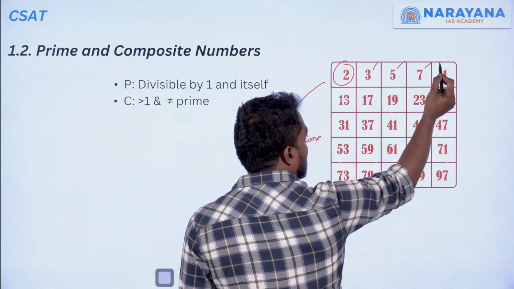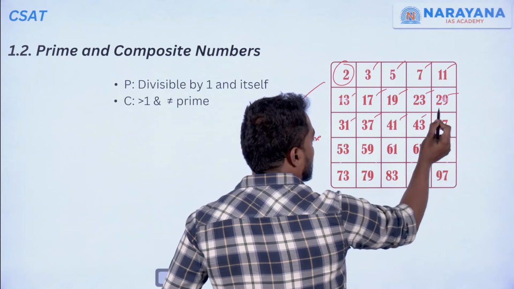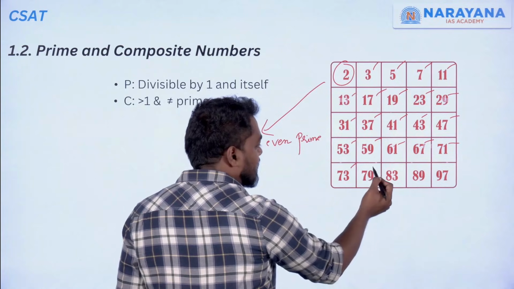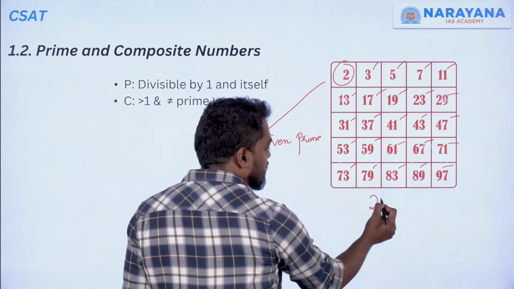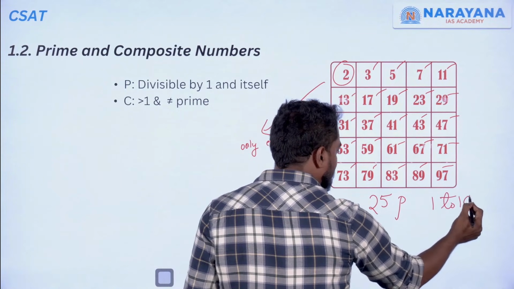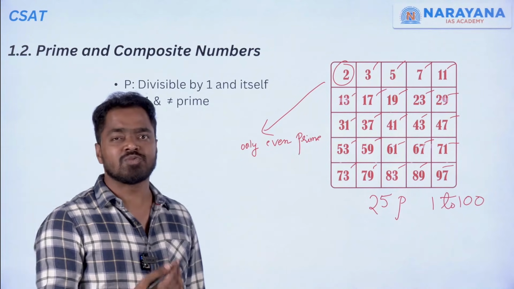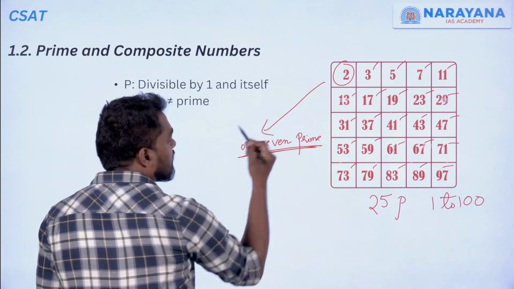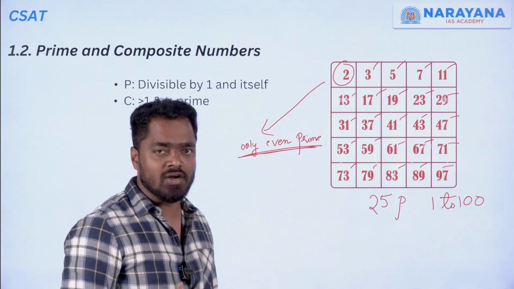2, 3, 5, 7, 11, 13, 17, 19, 23, 29, 31, 37, 41, 43, 47, 53, 59, 61, 67, 71, 73, 79, 83, 89, 97. So there are total 25 prime numbers from 1 to 100. We should remember all these prime numbers. It will be very useful in solving problems. And 2 is the only even prime number. All other prime numbers except 2 are odd numbers.